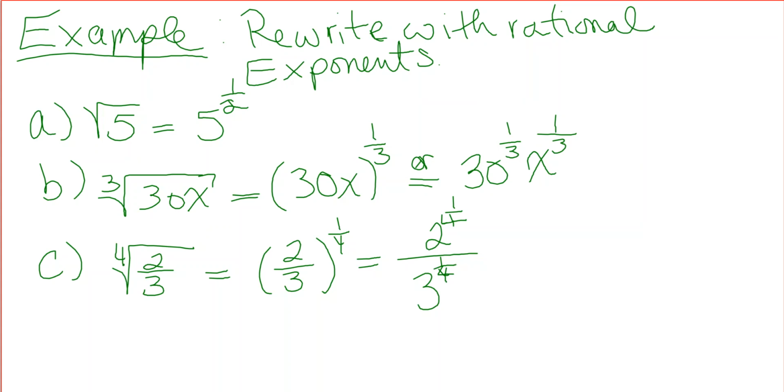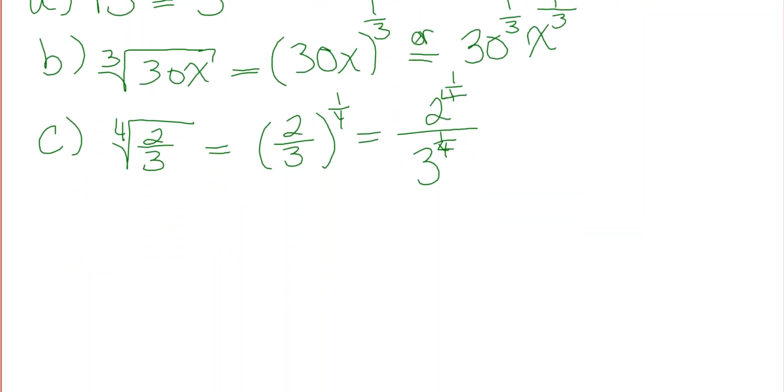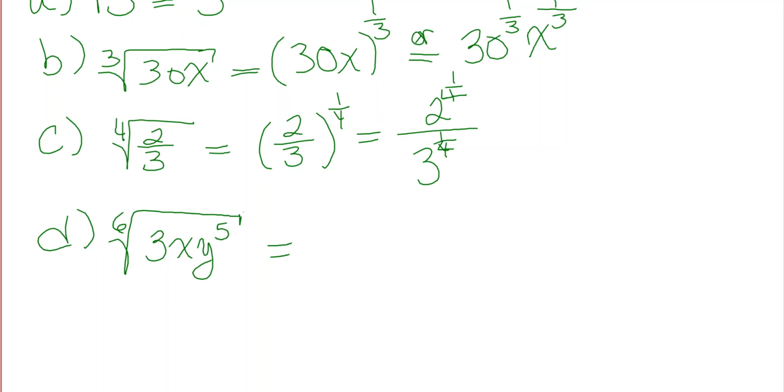Let's do one more, just so we're all on the same page. I think you guys will get this part pretty easily. It's not too bad. So let's say I have the 6th root of 3x y to the 5th. So this is a little more complicated example. So everybody gets the 1/6 power. I'm going to make a mental note that y is to the 5th power and x is to the first power.